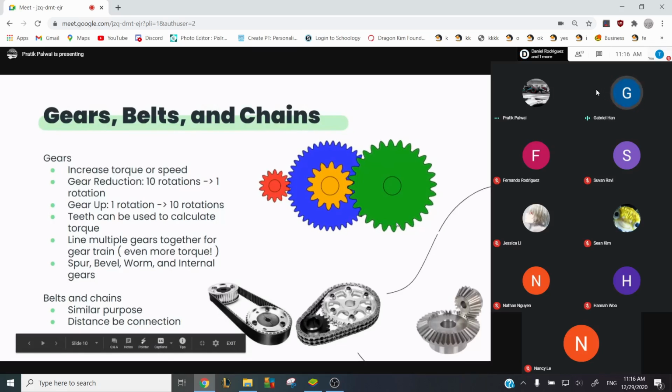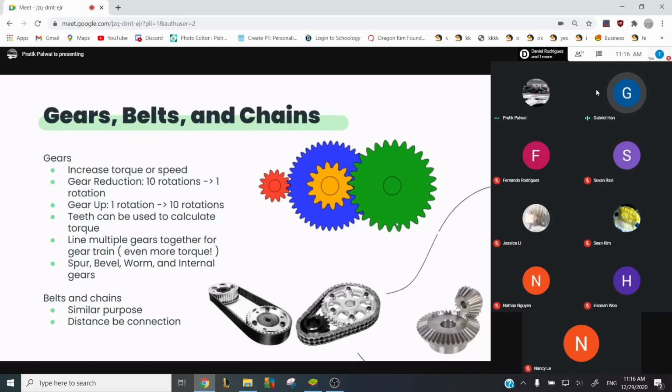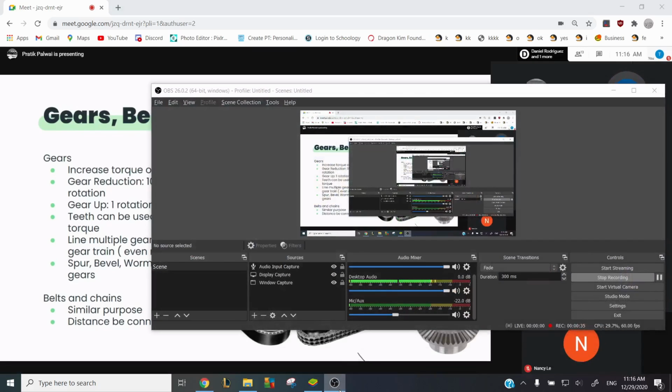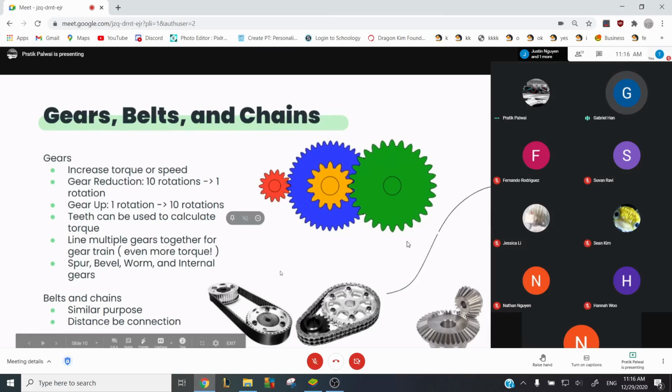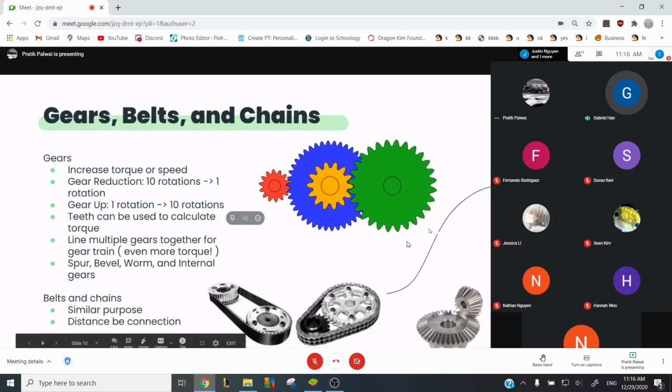Belts and chains are pretty much for a similar purpose as gears. You just use them to connect gears at a distance. The one on the left is a belt. Usually we use that for the drivetrain or something. And then the one on the right is a chain. We use that for our elevator.